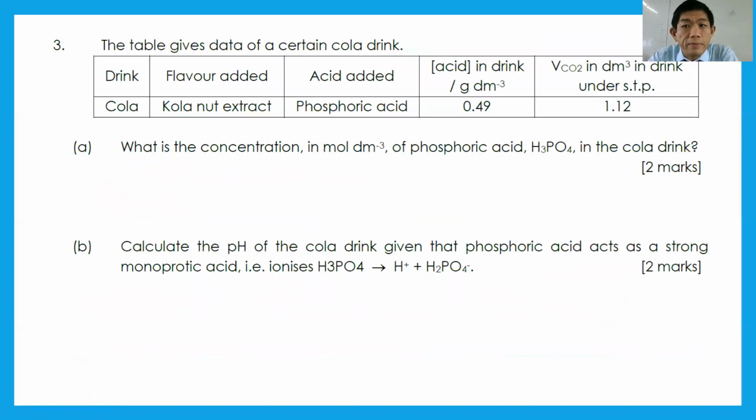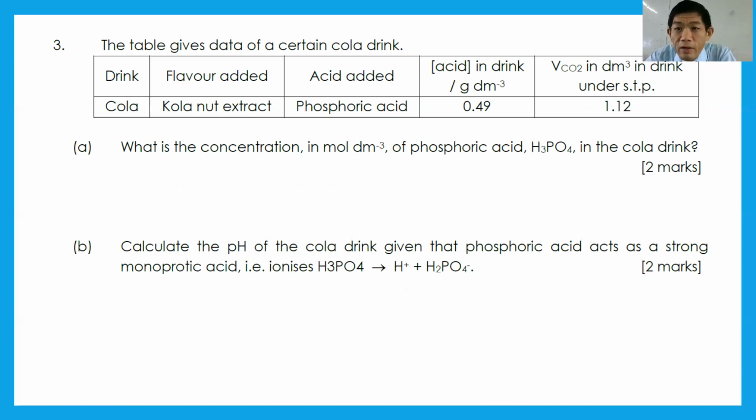Okay, so with that, that is for number 2. Then we go to number 3. The table below gives the data of a certain cola drink. So you have cola, the flavor extracted is cola nut extract, the acid added is phosphoric acid, and the concentration of acid in the drink is 0.49 gram per decimeter cube.